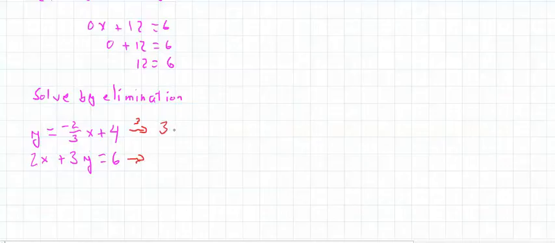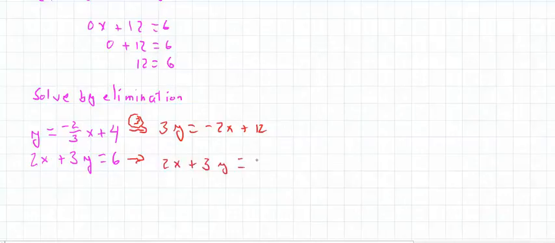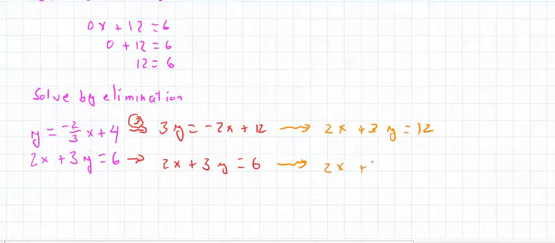So I have 3y equals negative 2x plus 12, showing I'm multiplying by 3. So I have 2x plus 3y equals 6. Then I'm going to just put it in standard form, add 2x to both sides. 2x plus 3y equals 12. 2x plus 3y equals 6.